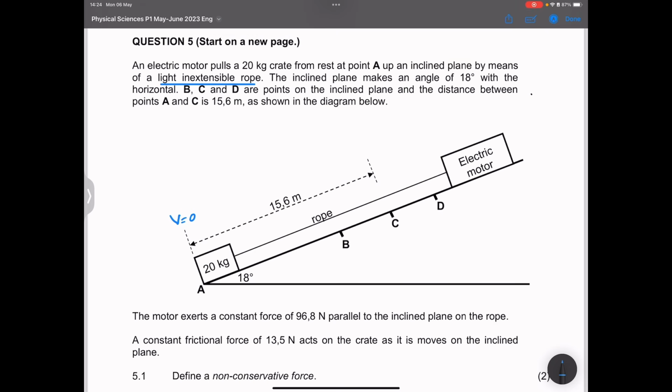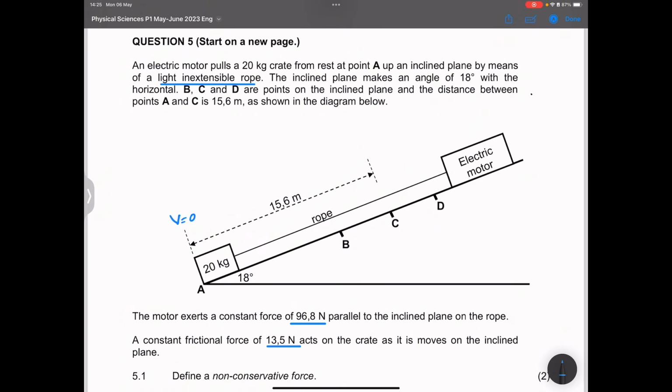They say the inclined plane makes an angle of 18 degrees with the horizontal. B, C, and D are points on the inclined plane, and the distance between A and C is 15.6 as shown on the diagram. Now, first of all, they say to us, the motor exerts a constant force of 96.8 newtons parallel to the inclined plane on the rope, right? And again, they say constant frictional force, so we know the force that is applied and we know the frictional force that acts on the rope as it moves on the inclined plane.